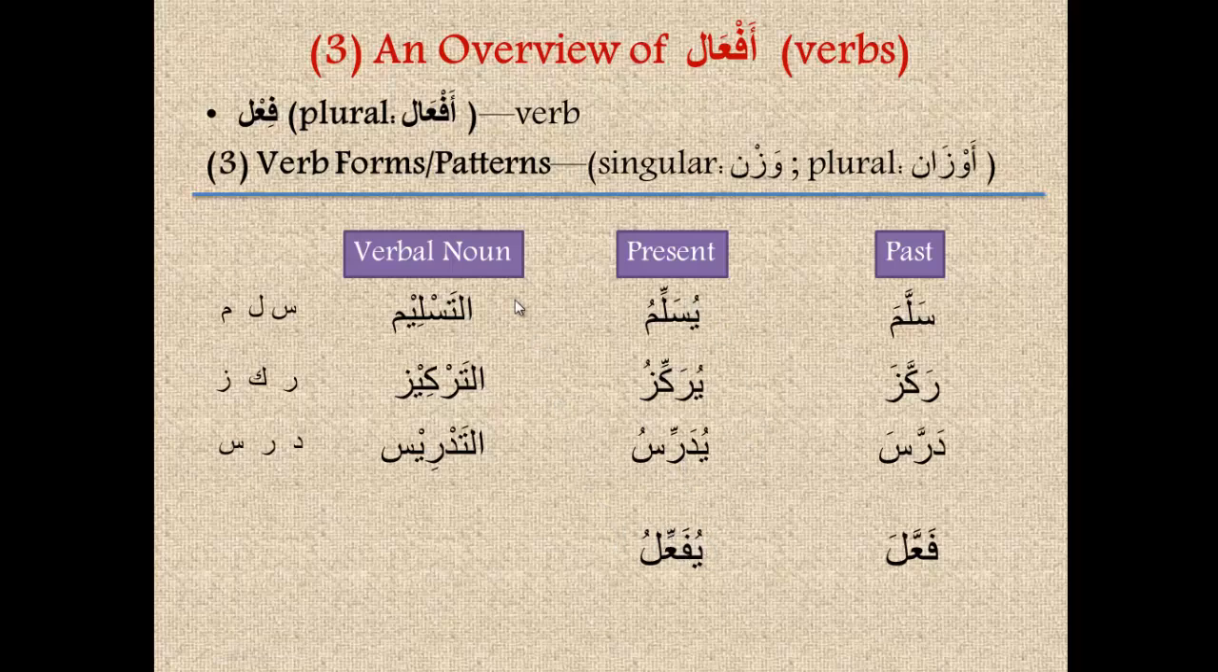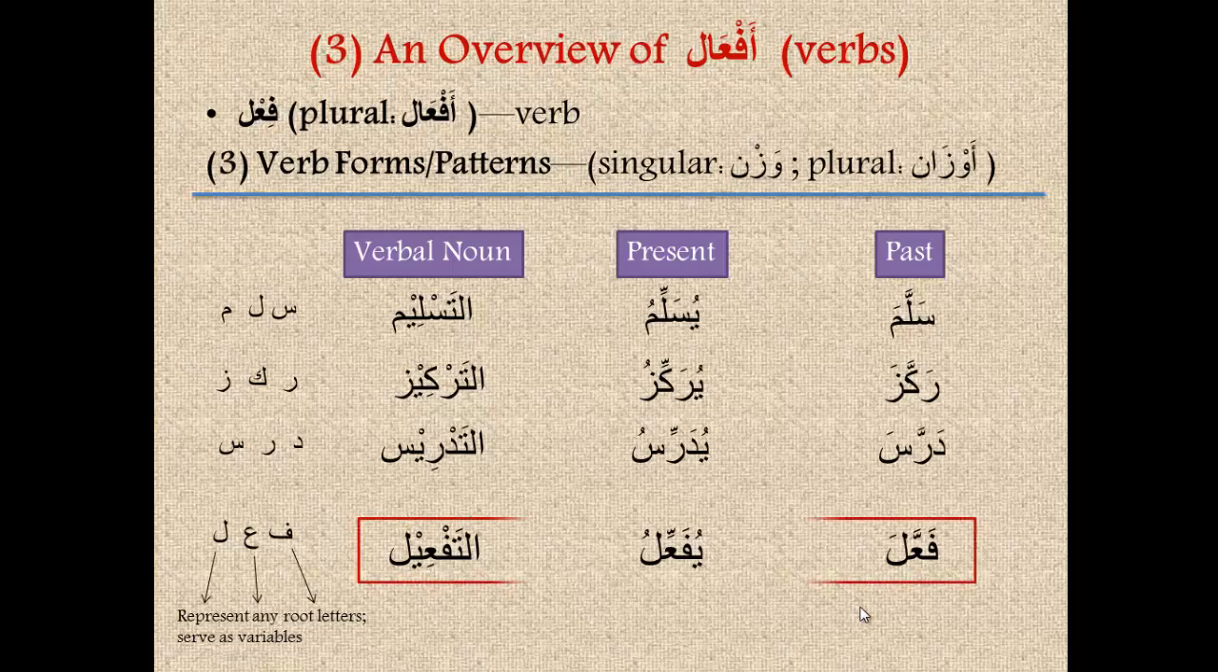Yufa'ilu. And lastly, we have the verbal noun. Let's listen again. At-taslim, at-tarkiz, at-tadris. All 3 fit onto the pattern at-taf'il, where again the fa, the ayn, and lam act as variable roots. So the fa, the ayn, and lam can represent any root letters. They act as variables. This last row down here: فَعَلَ يُفَعِلُ التَّفْعِيل.